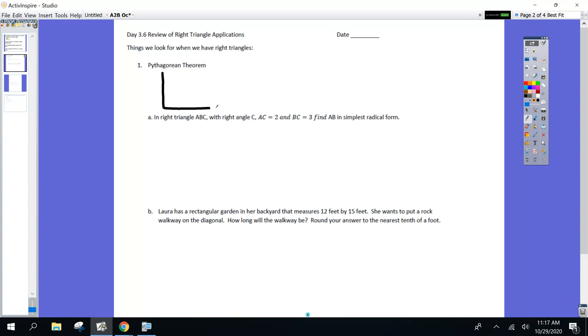You have to have a right triangle, first of all. You have two sides of the triangle that are called legs, which we usually label A and B. Then you have your longest side, which is called the hypotenuse, which we usually call C. The Pythagorean Theorem is A squared plus B squared equals C squared. I know we're very familiar with that, so let's use it in a couple of problems.